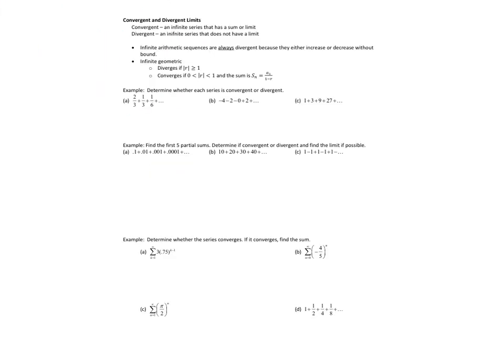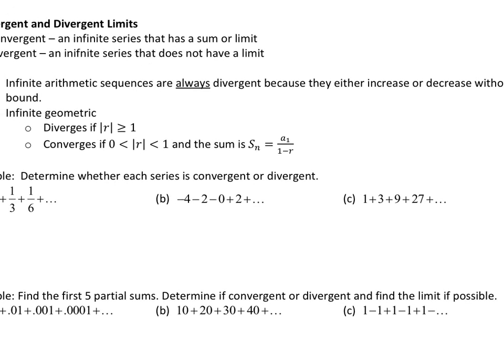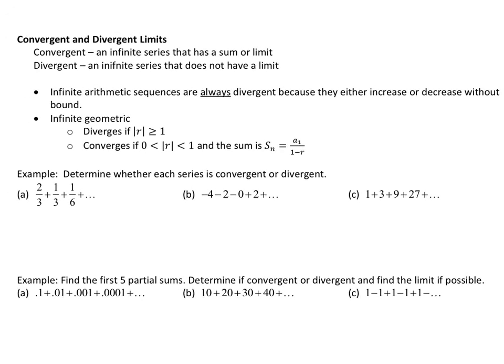Okay. Last little bit on this is, again, we're going to talk about the limits of these series. And again, the vocabulary comes back, convergent and divergent. So remember, convergent limits are an infinite series that has a sum or a limit. So if it actually goes to a number, it will be convergent. Divergent means it does not have a limit, or the limit is infinity.